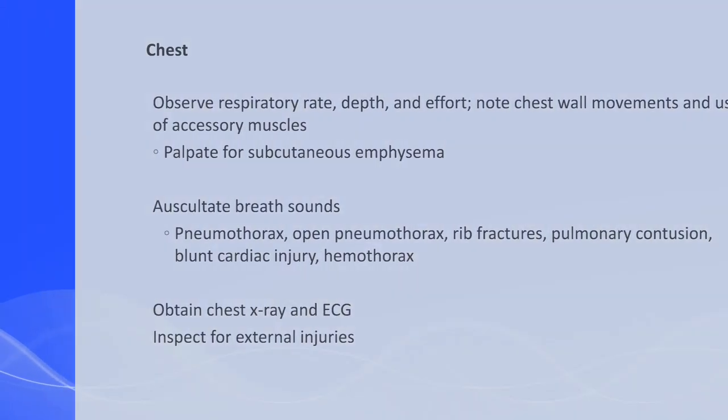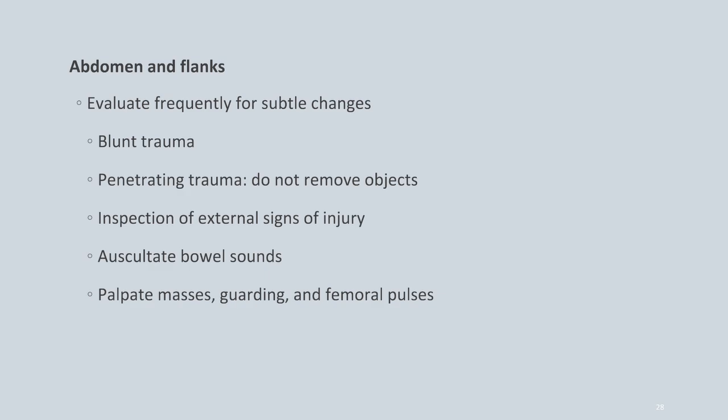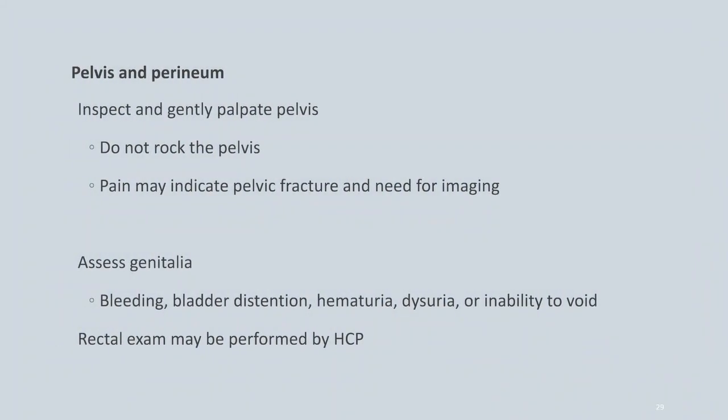We're also going to be looking and inspecting for any external injuries. As we continue to move down to the abdomen and the flanks, we're evaluating frequently for any subtle changes. If there is any blunt trauma, if there's any penetrating trauma, remember not to move any objects. We're inspecting for any external signs of injury, but you want to auscultate the bowel sounds, palpate for any masses, see if the patient reacts with any guarding, and you're going to check for femoral pulses.